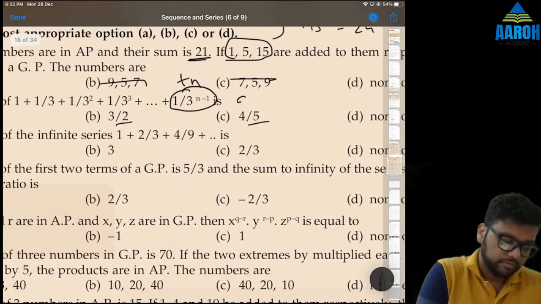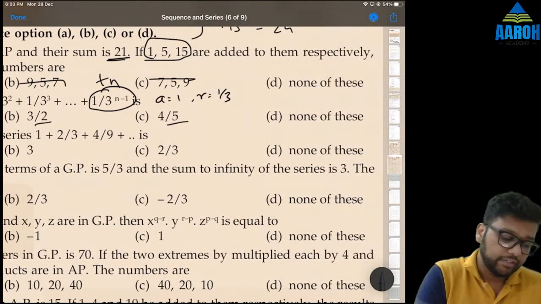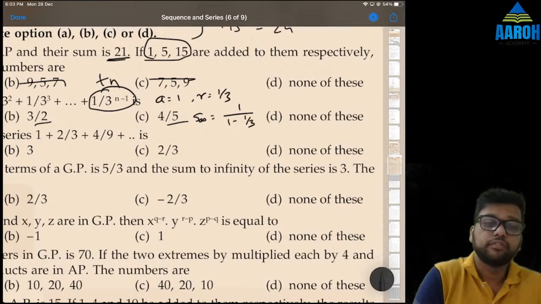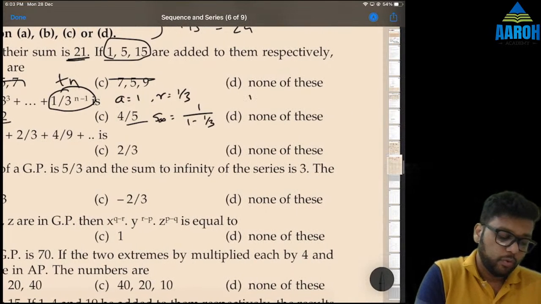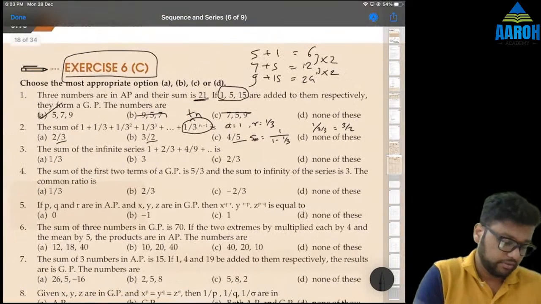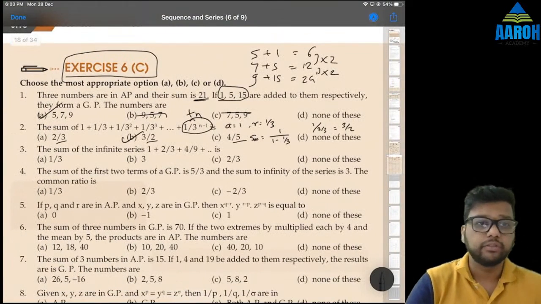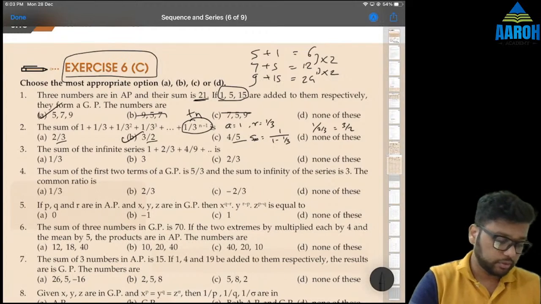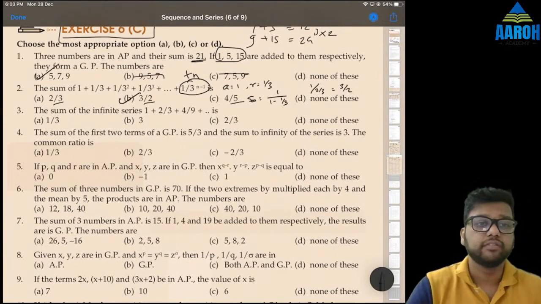What is the first term? 1, common ratio 1 by 3. So S infinity will be what? A upon 1 minus r, which will be 1 upon 2 by 3, which is 3 by 2. So option B is the correct answer. Let me know your answers also on chat. Second, B. Have you got it?